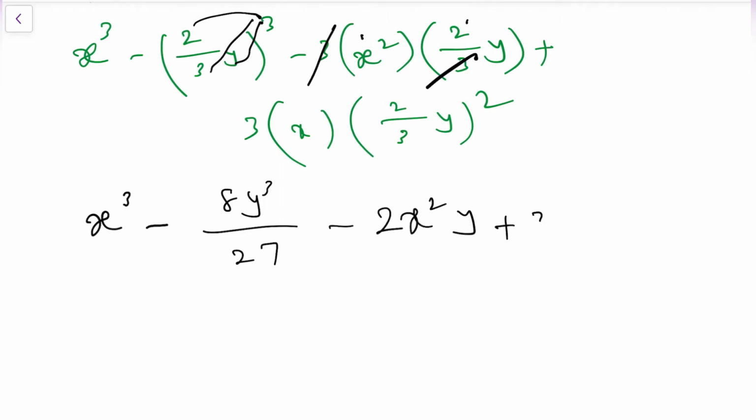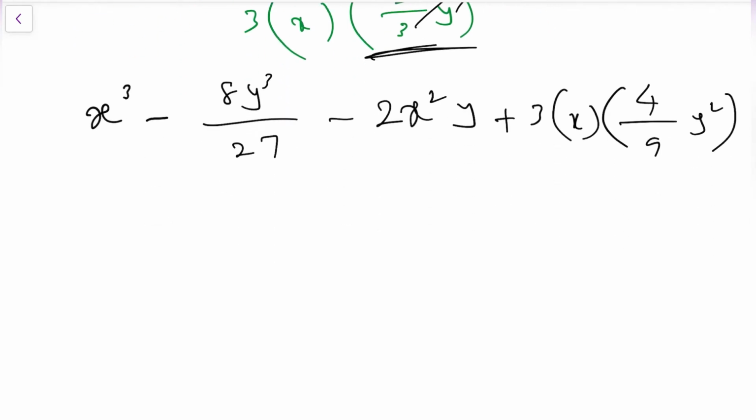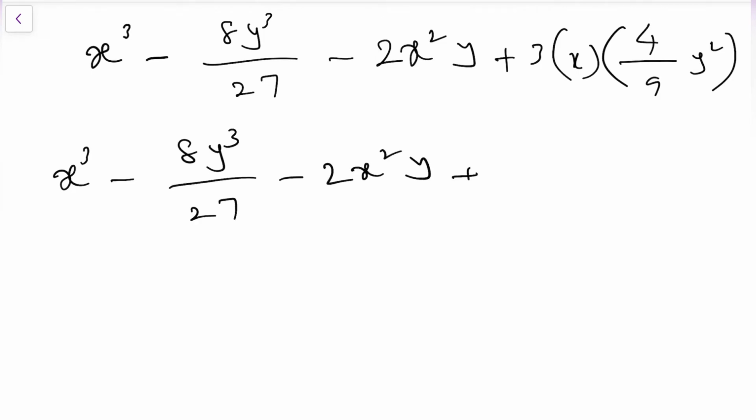Plus 3 into x into, here square is there, so square is for the numerator as well as for the denominator as well as for the alphabet. 2 square is 4 by 3 square is 9 into y square. x cube as it is, minus 8y cube by 27, minus 2x square y, plus, here 3 1s are 3, 3 3s are, so we remain with 4xy square divided by 3. So this is the final answer.